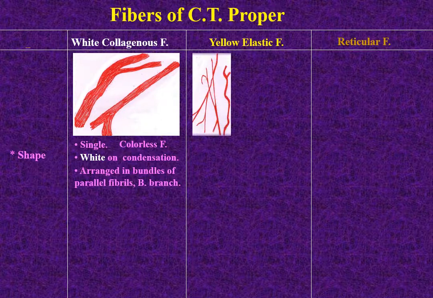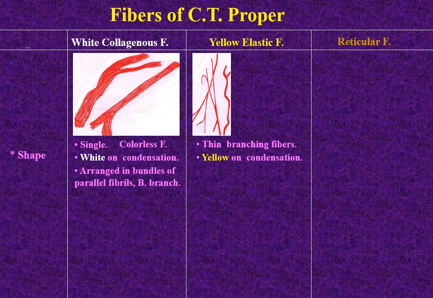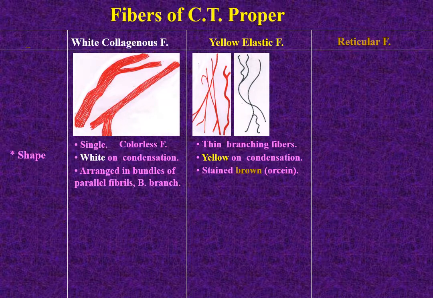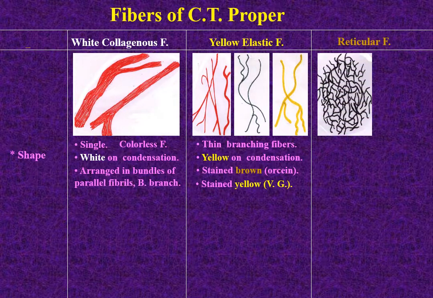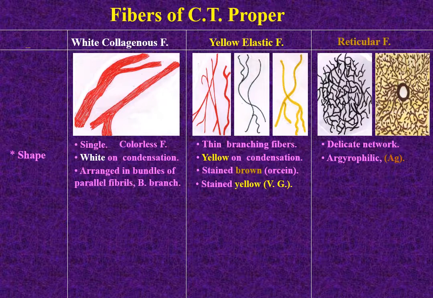On the other hand, yellow elastic fibers appear as thin branching fibers, yellow on condensation. They can be stained brown by orcein and yellow by van Gieson. Reticular fibers are very fine, form a delicate network, and can be demonstrated by silver stain. They are stained brown by silver, and they are argyrophilic, that is, they like the silver stain.